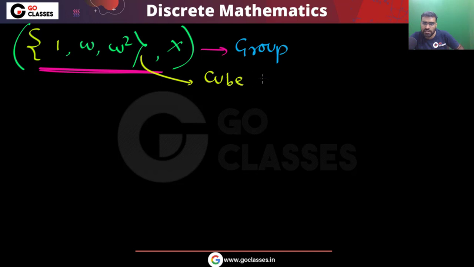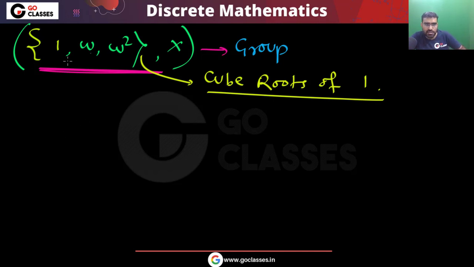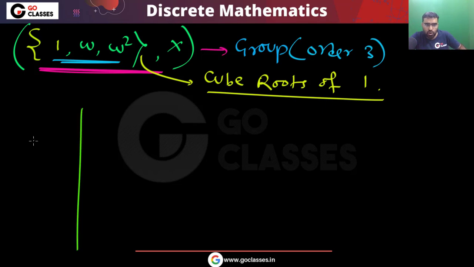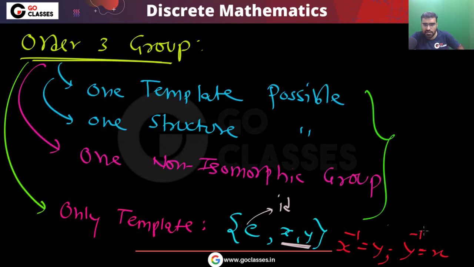But the point is that these are the cube roots of unity. Unity means 1. These are the cube roots of 1: 1, omega, omega square. Now, if you see, this is a group, and you can see that there are 3 elements in this group, so this is order 3. I am telling you that this group will also have the same structure that we have already seen.